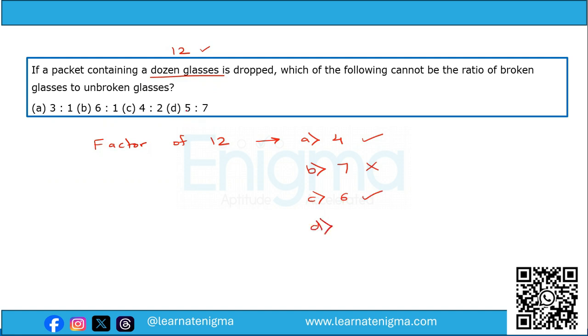Last option D, 5 is to 7. Addition is 12. 12 is also a factor of 12. So therefore this is also possible. So the only option which is not possible, which cannot be the ratio of broken glasses to unbroken glasses, is option B.